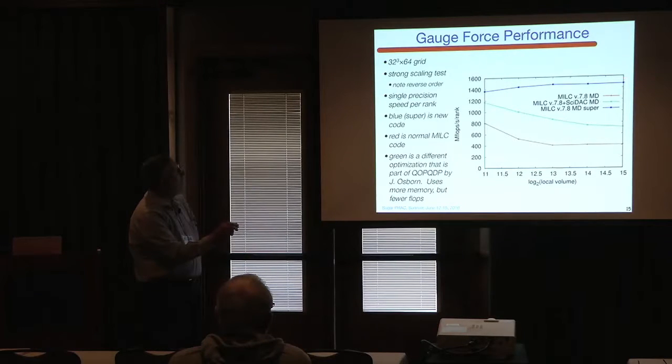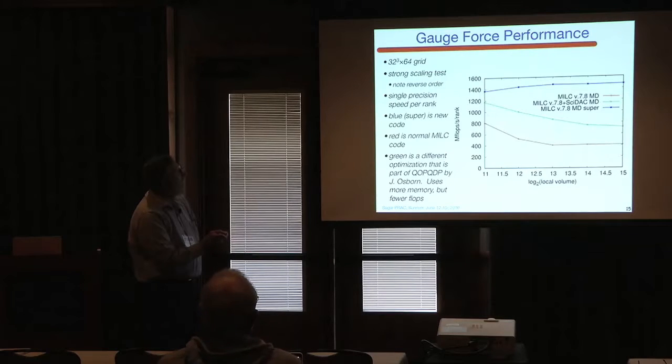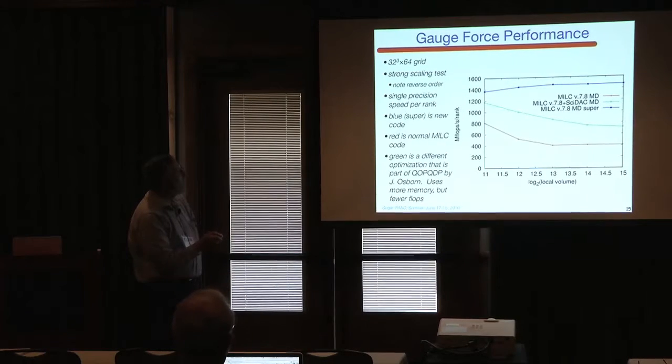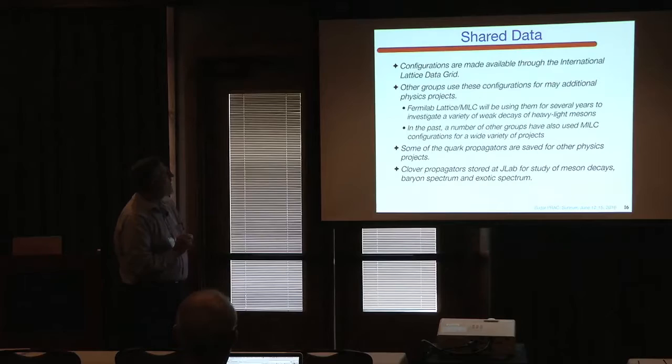This is the code that Basak originally wrote to be more cache friendly, and the performance is quite a bit higher, and there's not that much variation with larger volume, so the performance doesn't drop. This is a code that James Osborne wrote. James Osborne's at Argonne. And it doesn't have the same performance, but it eliminates a certain number of redundant computations. And so Alexei would really like to get both our higher performance and his reduced number of flops. And he's still working on that while he's with me.